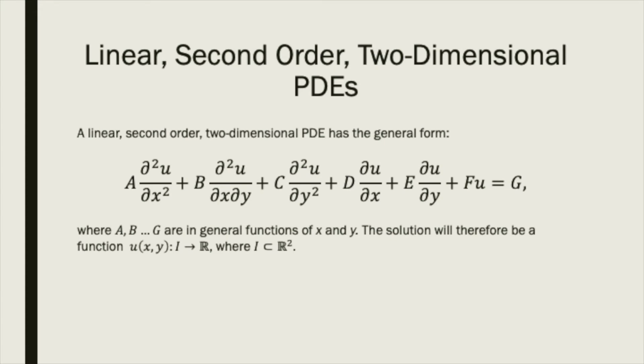In order to clarify some basic concepts, let's begin with a reasonably simple form of a PDE. This is the general form of a linear second-order PDE in two independent variables, written here as x and y. In general, the coefficients a through f are functions of the independent variables. So is the non-homogeneous function g on the right-hand side. The solution of this differential equation will in general be a function u from some domain I to the real numbers. Here I is a subset of R2, the two-dimensional real numbers.